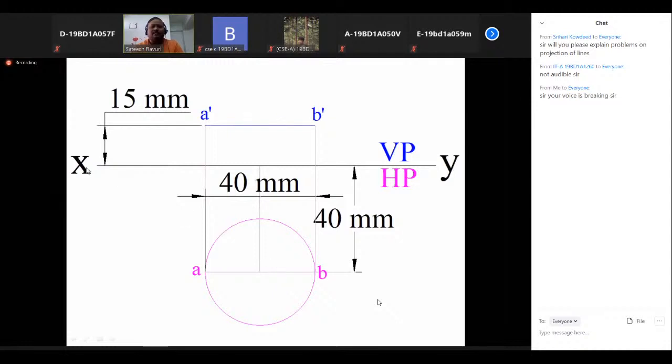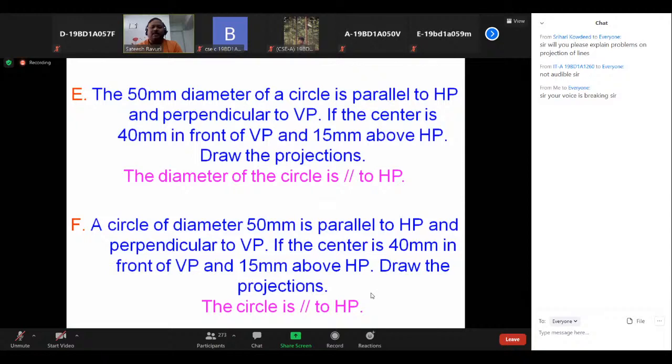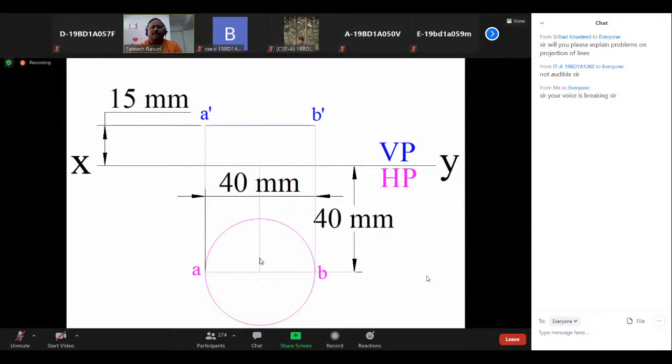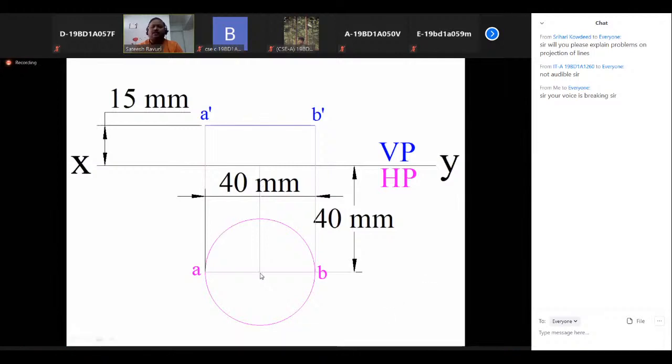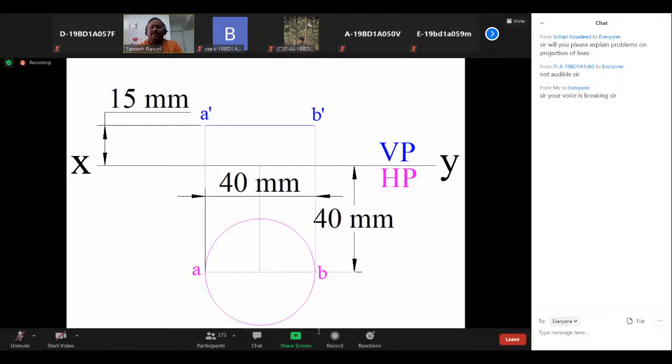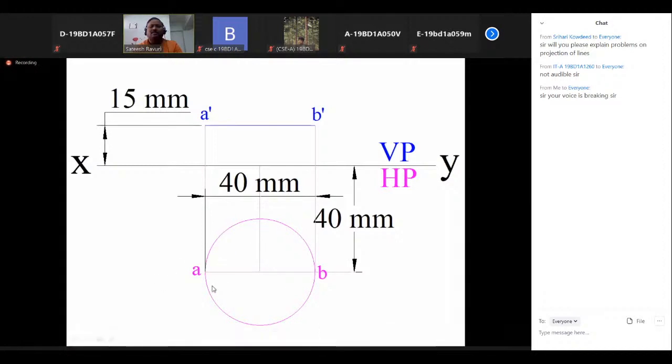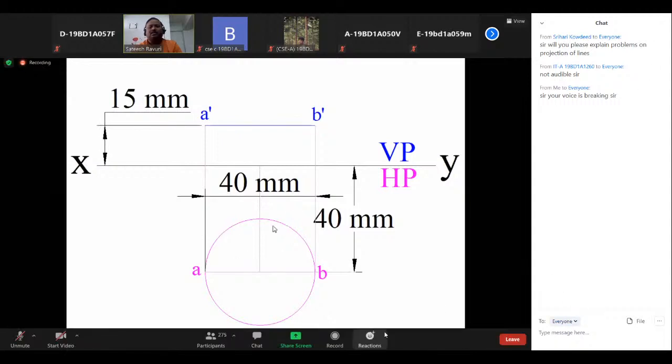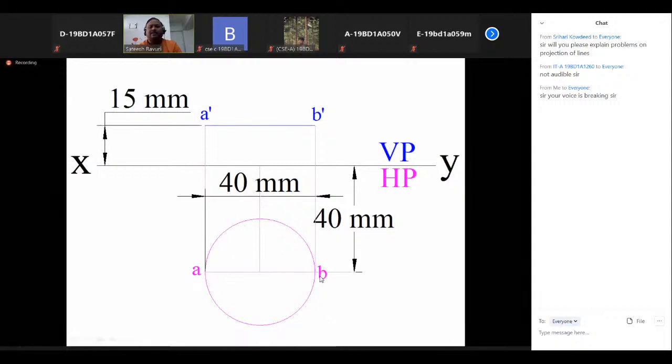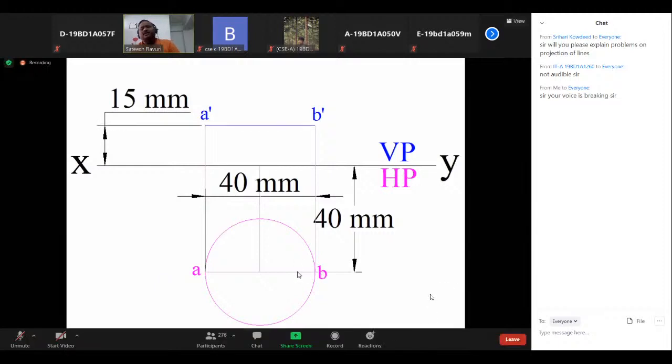So firstly we have to draw the XY line, and we have to draw the circle on the horizontal plane, that is for sure. But while drawing the circle, you have to take the center of the circle as reference. In the problem it was mentioned that the center is 40 mm in front of VP. So from the XY line you have to take a point at a distance of 40 mm from XY, and with that point as the center, you have to draw a 40 mm diameter circle and name it as AB. Here AB is the diameter of the circle. So now the top view is finished with the true shape.